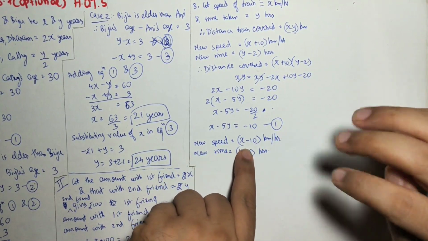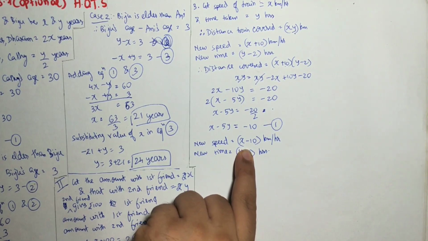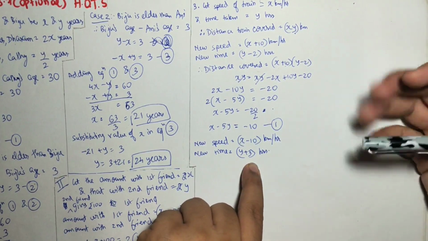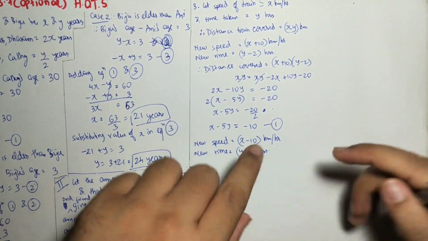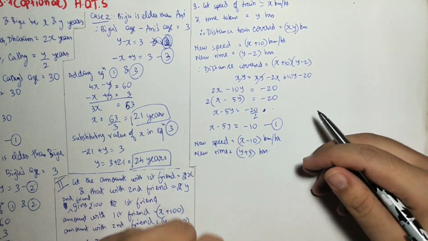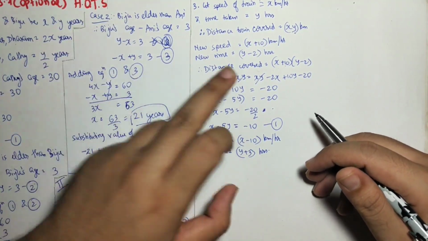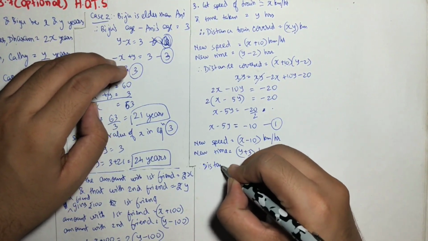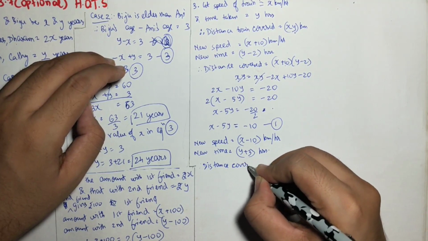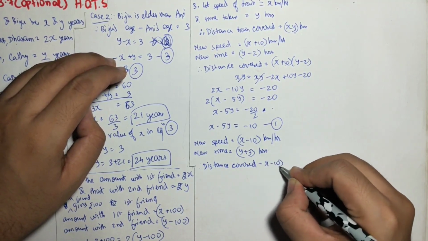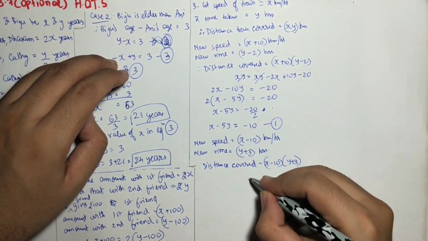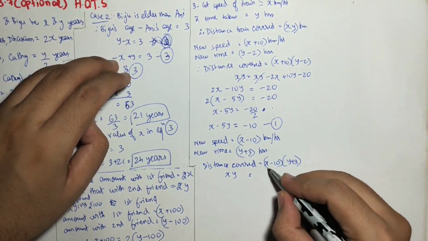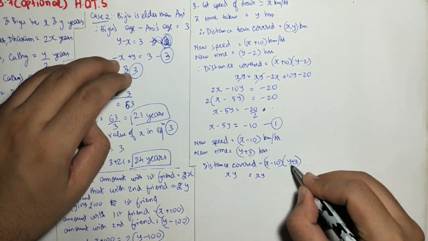Now, the new speed. If the speed is 10 km per hour less, the new time will be 3 hours more. That is y plus 3. Using the speed and time, if we multiply these two, then we will get the same distance because we are talking about the same distance. Therefore, distance covered will be x minus 10 multiplied by y plus 3. This distance covered is xy because the distance is not changing. Opening the bracket, first term with the first term, x into y.